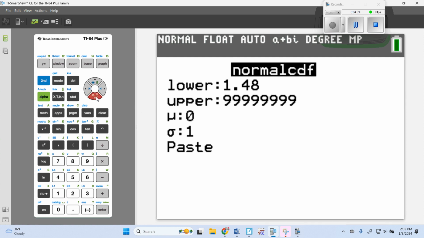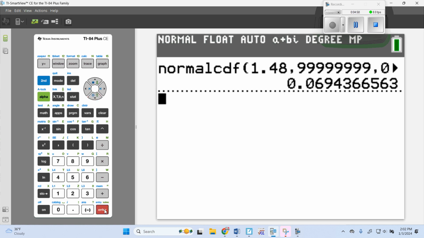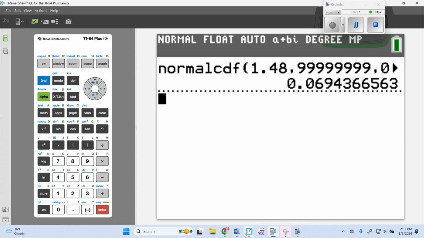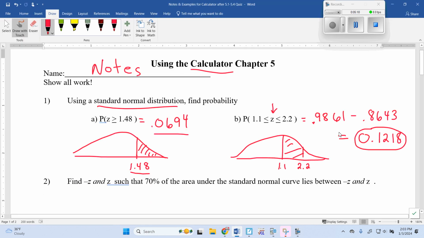We're still standard normal, so we go down and we hit enter, and we get 0.0694, which you can see was the 4 decimal places from our chart. On our calculator, we obviously have a lot more. So if you have 2 numbers, it's pretty easy: lower, upper. If you have 1 number, you need to use 99999 if it's greater than, or if you were going less than, you would want negative 99999 for the lower.